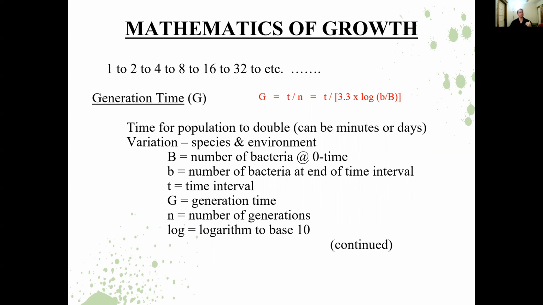coli example earlier, between like 20 and 40 minutes that it has that generation time. But other microbes will have different generation times. Some can be much quicker, some can be slower. It'll also vary depending on the growth conditions.